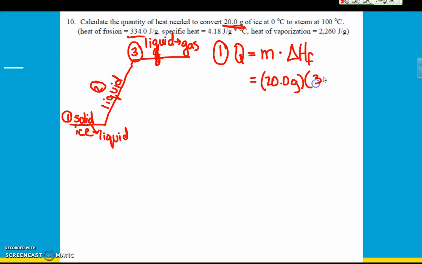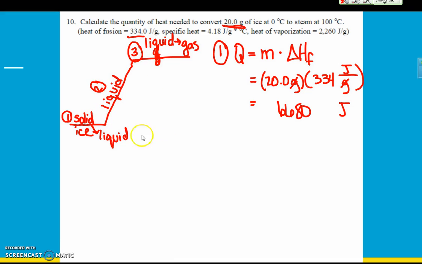So we have 20 grams times 334, and those units are joules over grams. It's nice to put the units in because your grams will cancel, and then you know that you just have joules, which is a good unit for Q, or heat. When I multiplied those out, I got 6,680 joules.